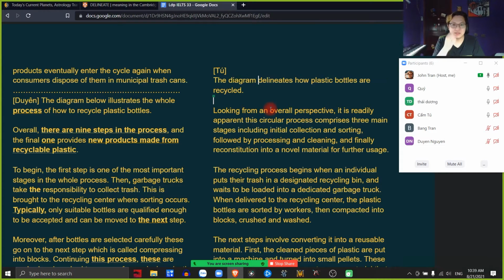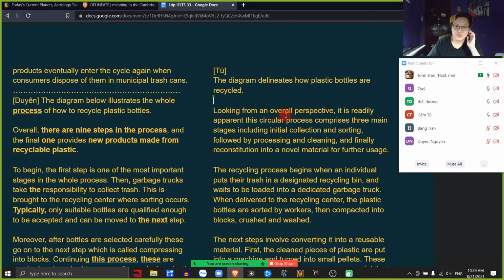Let's use the word delineates. Cái hình vẽ nó miêu tả delineates. It means describe. Nó có nghĩa là nó miêu tả đấy. How plastic bottles are recycled là đủ rồi. Just this one, it's enough, okay?